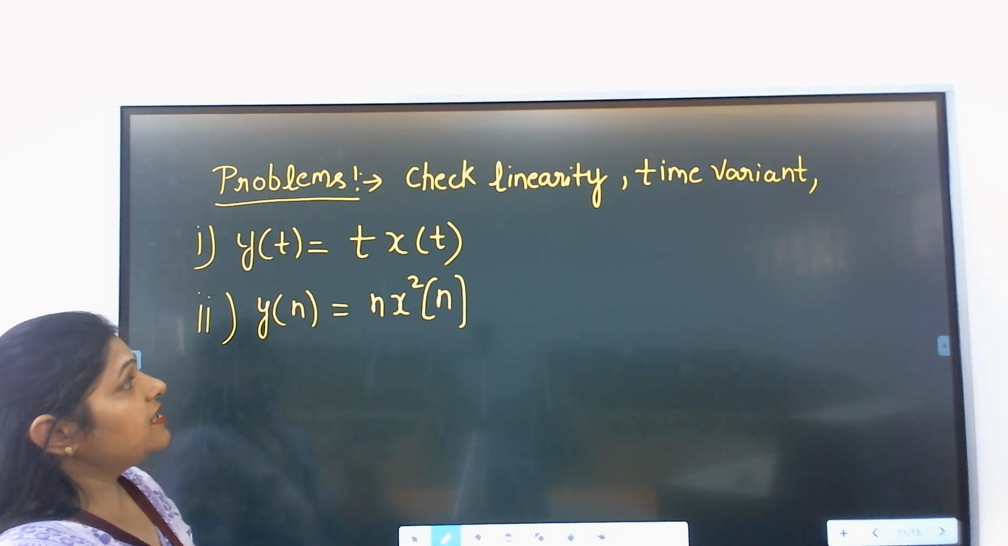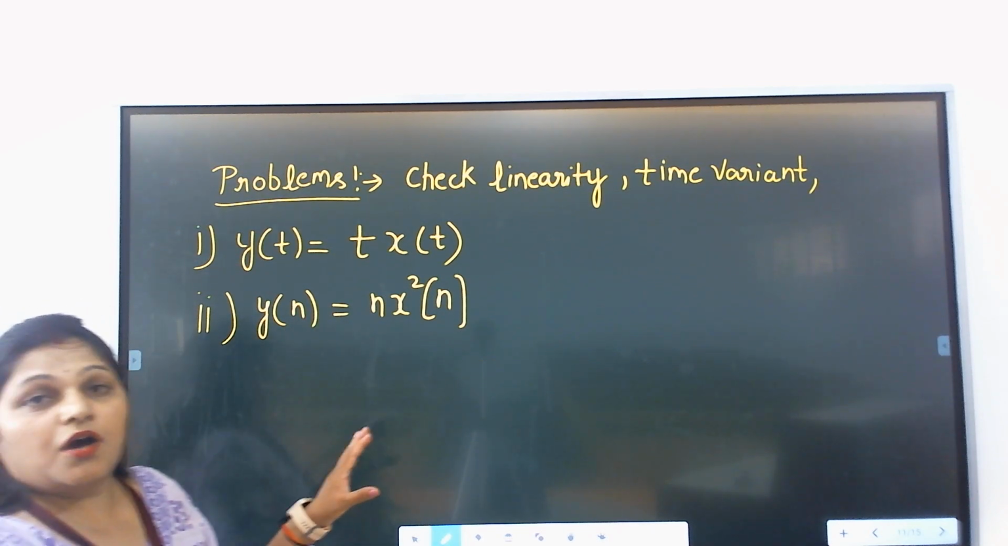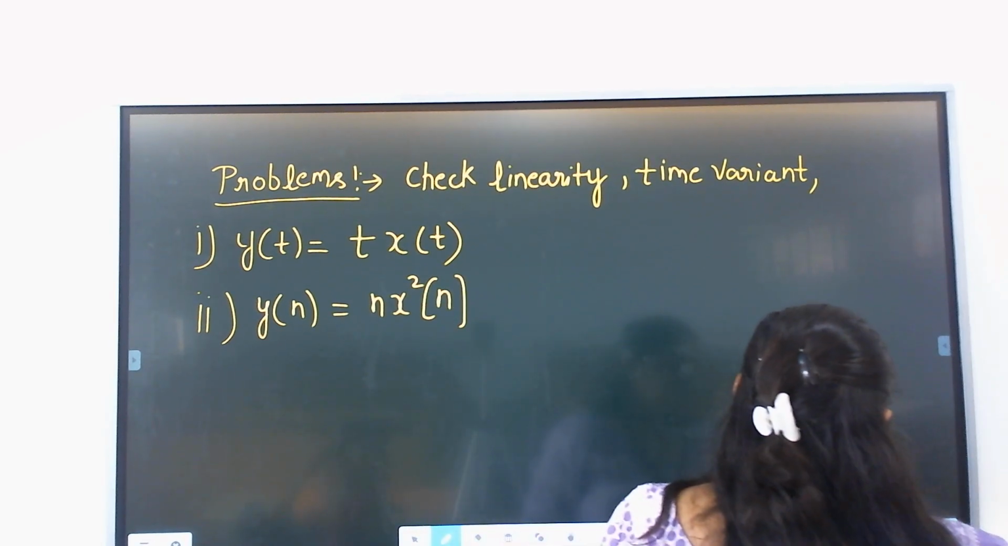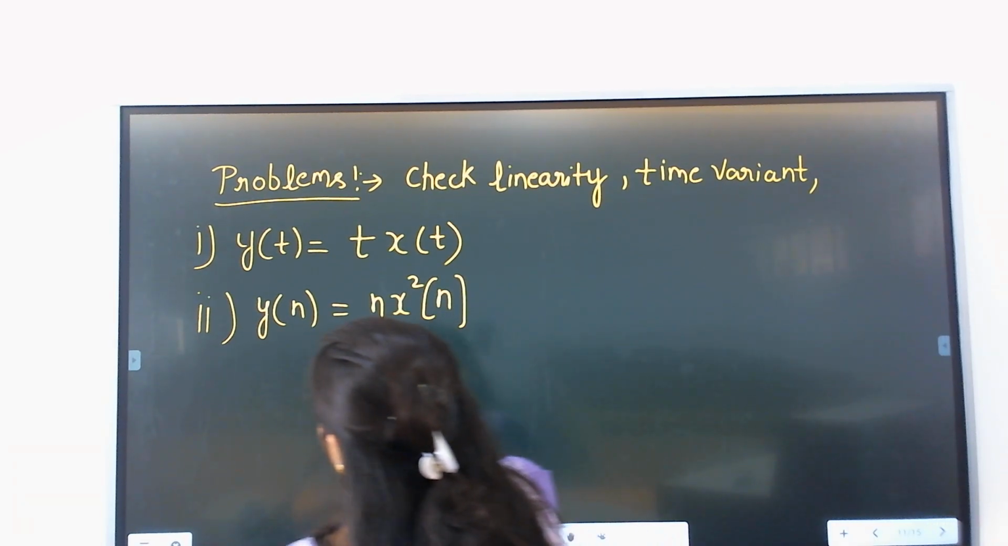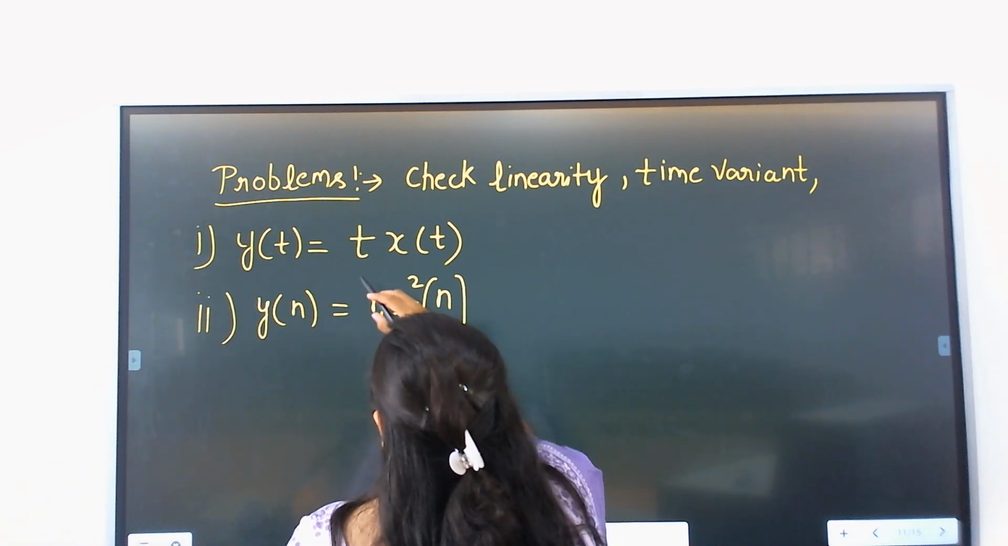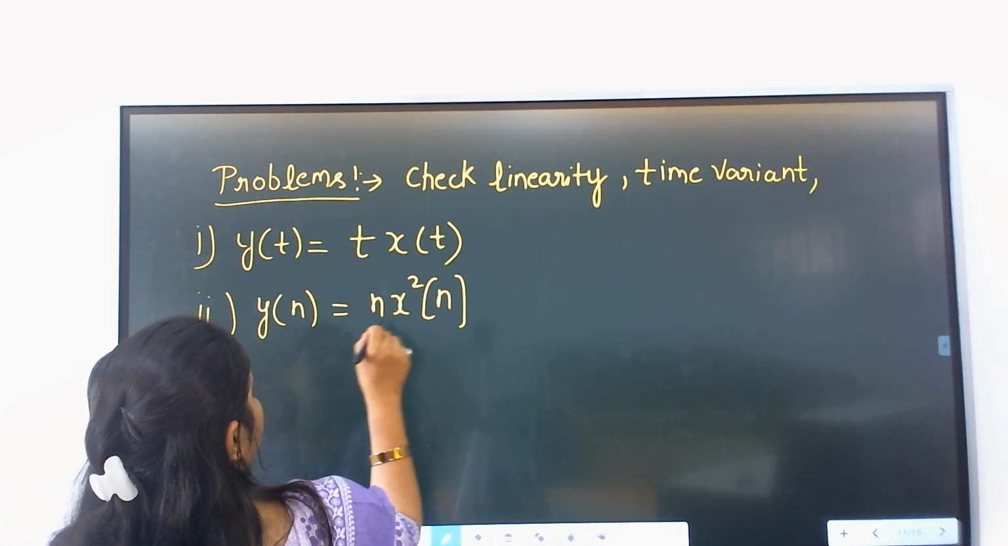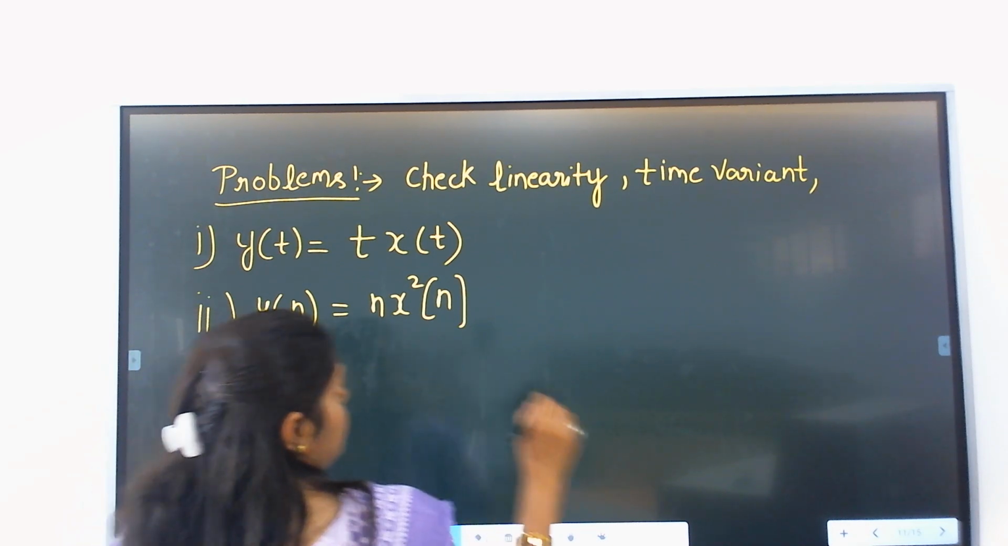Now we will discuss the problems on these properties. First problem is y(t) equals t x(t), second is y(n) equals n x(n) square.